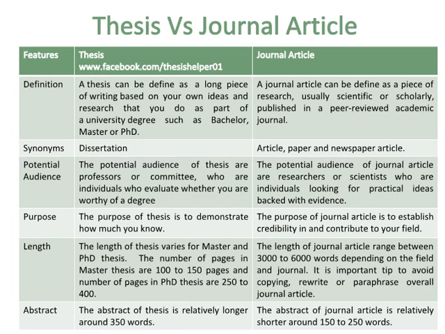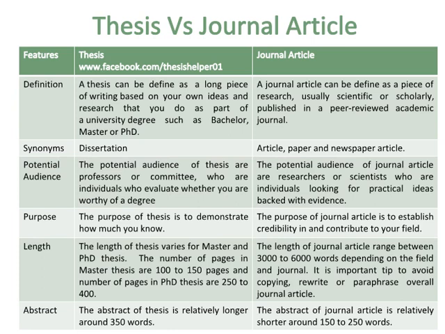The length of a thesis varies for master and PhD thesis. The number of pages in a master thesis is 100 to 150 pages and the number of pages in a PhD thesis is 250 to 400, while the length of a journal article ranges between 3,000 to 6,000 words depending on the field and journal. It is an important tip to avoid copying, rewrite or paraphrase the overall journal article.